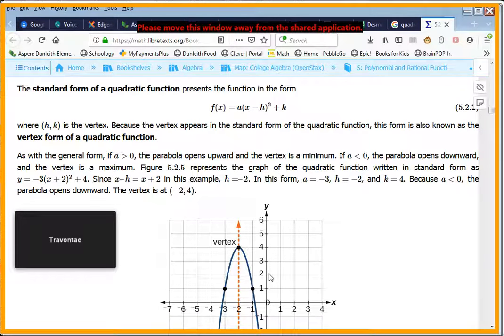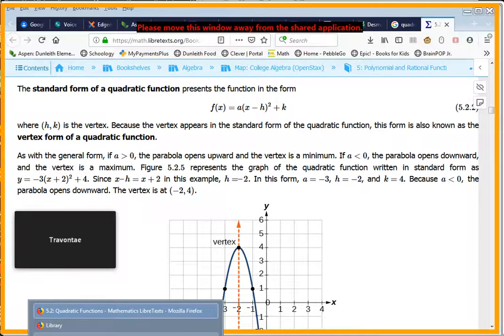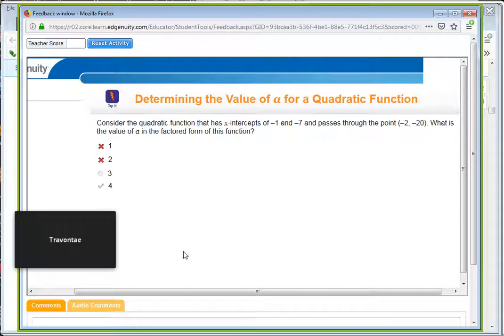All right, so what information is Edgenuity giving you here? They're telling you what the x-intercepts are, and what point they pass through. Yeah, but now, do you think that point they're giving you is the vertex? Yes, I say yes. Okay. It probably is. So let's say it is.